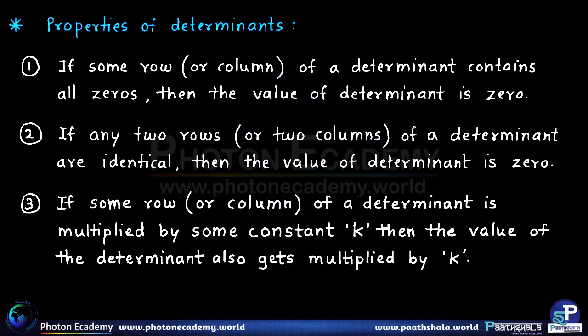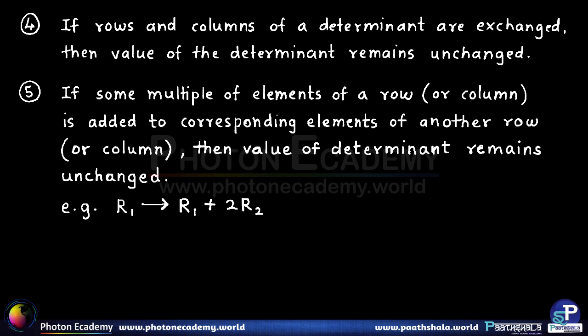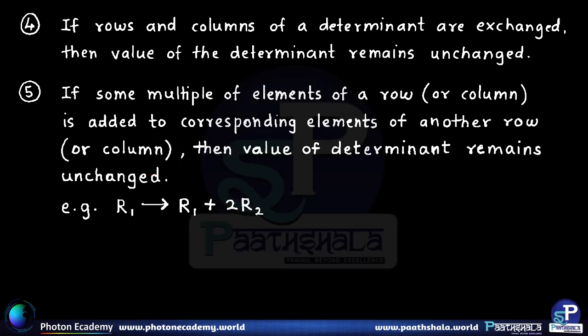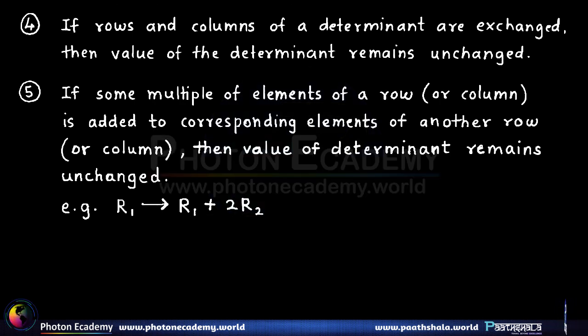Now the next properties talk about in which situation the value of the determinant will remain unchanged. So that is the next property, property number 4. Now here we see that if rows and columns of a determinant are exchanged, then the value of the determinant remains unchanged.